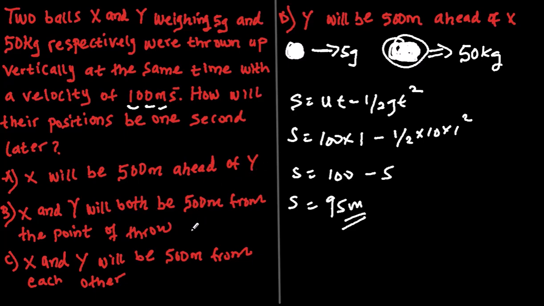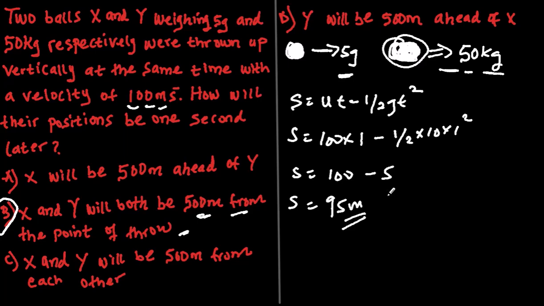So the best option to pick is X and Y will both be 500 meters from the point of throw. B is the best option to pick. Although it is not correct to say they are 500 meters from the point of throw, what they really want you to know is that despite their masses being different, they are going to be at the same distance. Now, you would then ask, but their masses are different. Why are they at the same position after the point of throw? As I said before, they have the parameters to be the same.